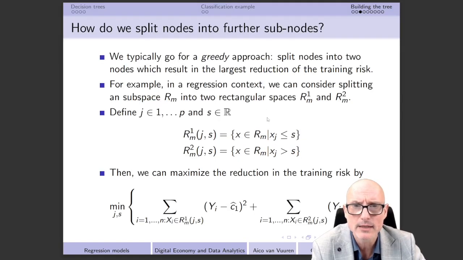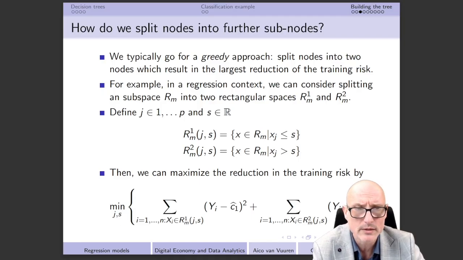So that implies that this part that we have over here is essentially nothing else than the remaining training risk over this original subspace R1(m,j,s). Of course, that's not the only thing that we're going to get. We also need to look at what happens with respect to R2(m,j,s), and then we get this part that we have over here. And then what we finally are going to do is minimize this remaining training risk with respect to j and s.